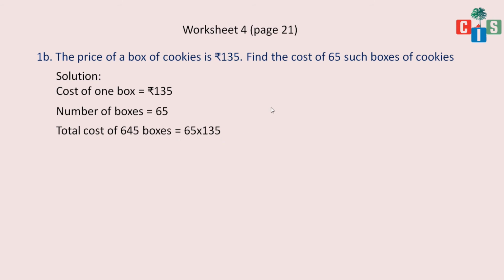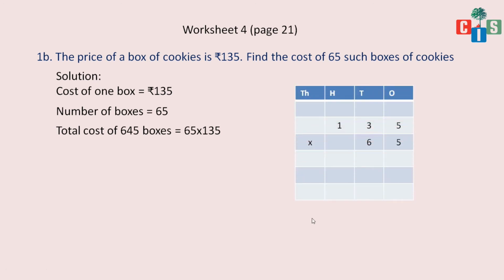Okay. And here we go with the place value chart. And we will start multiplication then. 5 5s are 25. So 5 and 2 carried over. 5 3s are 15, 16, 17, 7 and 1. 5 ones are 5 and 1, 6.